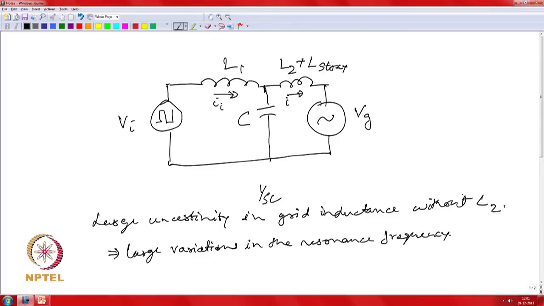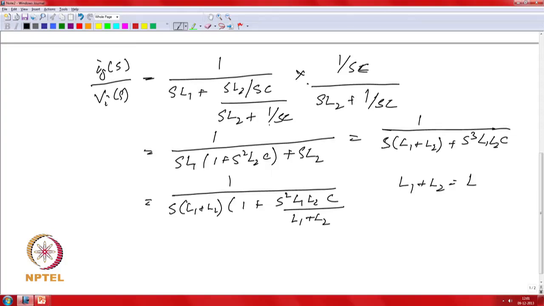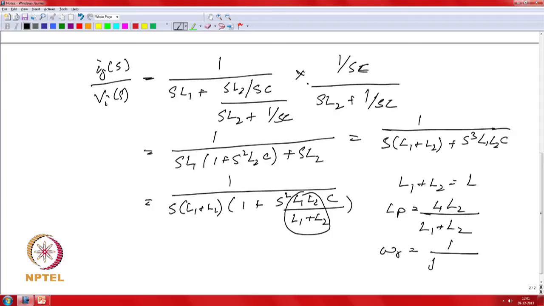If you had a first order filter, then essentially the capacitor connection would not be there. You would have essentially just L1 plus L2. Now that you add a capacitor in between, you get the additional attenuation provided by this term over here. This term is essentially L1 and L2 in parallel. So, LP is the parallel combination, and your resonant frequency is 1 by root LP times C.